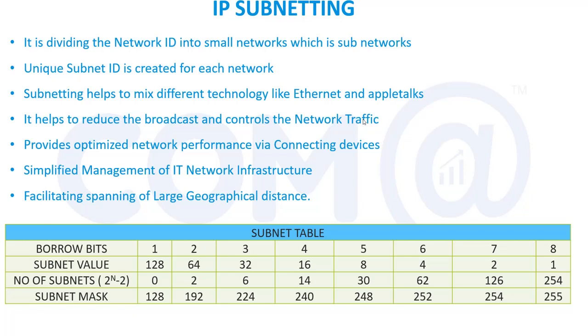It helps to reduce broadcast and control network traffic. Since you are breaking a bigger broadcast domain into smaller broadcast domains, the broadcast is reduced, so there will not be any impact because of the broadcast. It provides optimized network performance via connecting devices and simplified management of the IT network infrastructure. So I need not worry about wastage of IP addresses. I know which project is using which range of IP addresses, and I'm tracking via the DHCP server. Based on the usage, I'm allocating the IP addresses. So I'm able to manage them in an easy way.